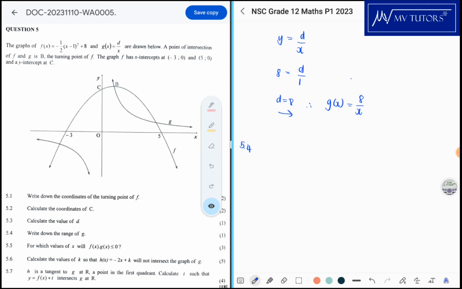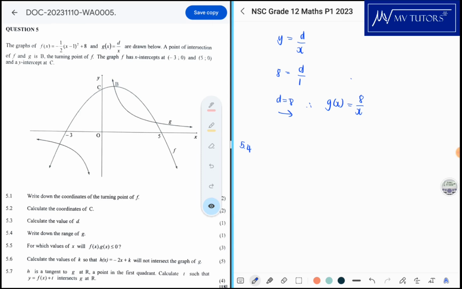Okay, g, our hyperbola. You see that we just have a normal hyperbola. There hasn't been any vertical shift. There hasn't been any horizontal shift. So in that case, the equations of your asymptotes are actually going to be y is equal to 0 as well as x is equal to 0.